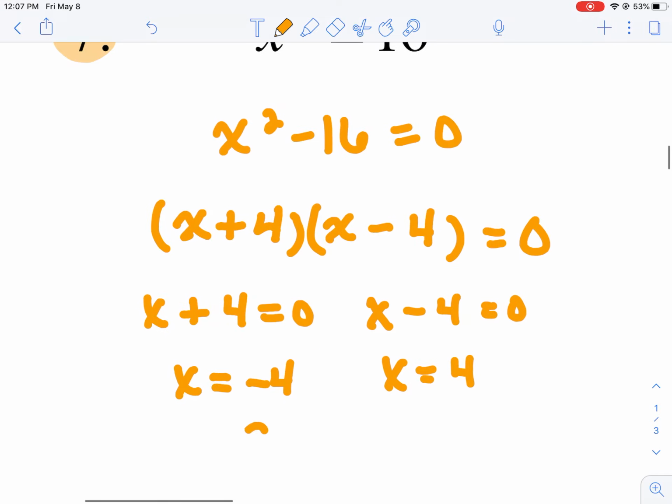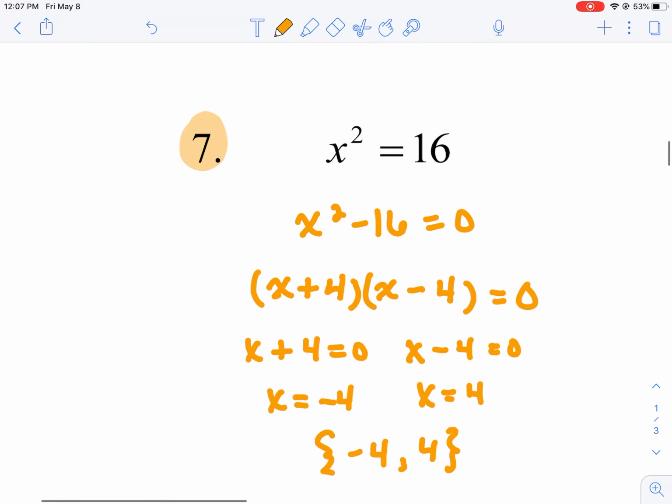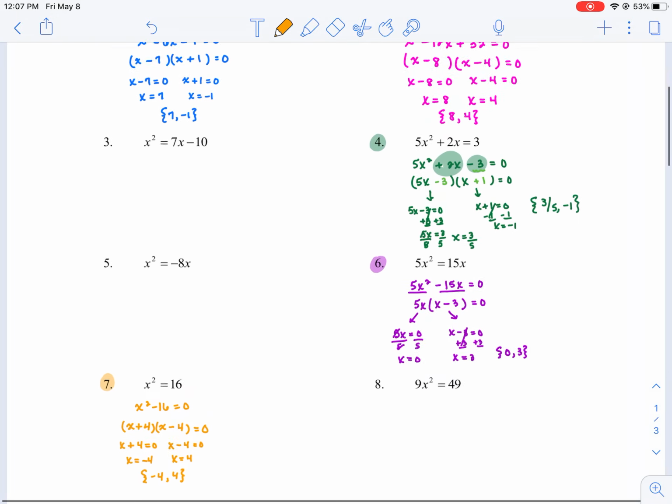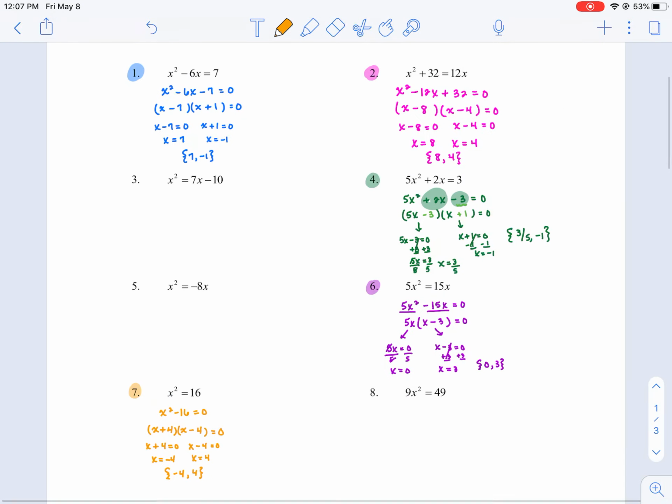So your solutions here are negative 4 and 4.